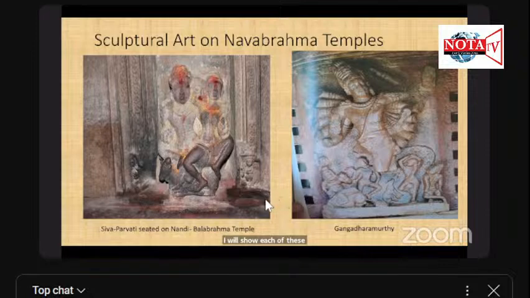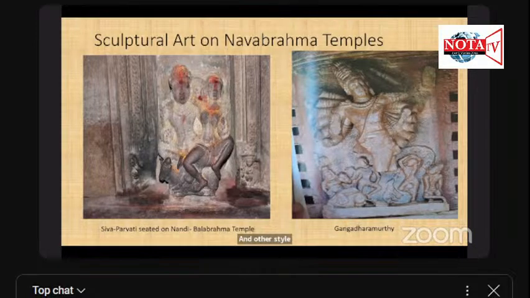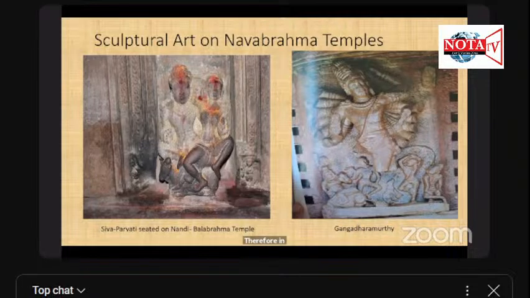This particular style of temples is built in the Nagara and other style, the Dravida style also, hence they are called the Vesara style. The unique style is Chalukyan, the Vesara style. So here you can find the Vesara style of temples. Vesara is a combination of both Nagara and Dravida styles of temples. Therefore, in Alampur, you can get a better picture or a good example of these Nagara style temples.